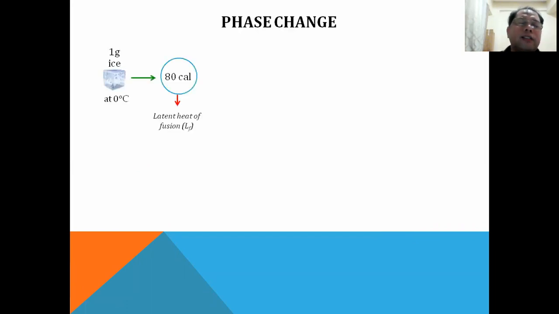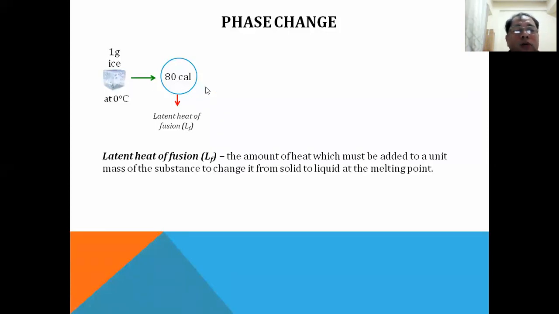So we have here an ice and we want to change that ice into liquid water. So you need to raise its temperature, from a negative temperature to zero, first of all. Once its temperature reaches zero, then you are ready to change it to liquid by adding 80 calories. And then you can now change your ice to liquid water, still at the same temperature of 0 degrees. So this is what we mean by latent heat.